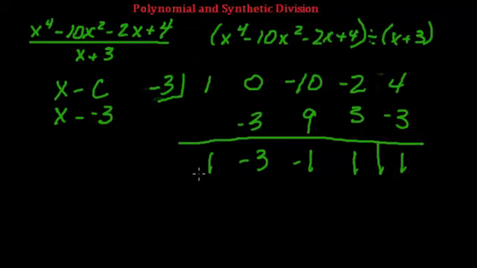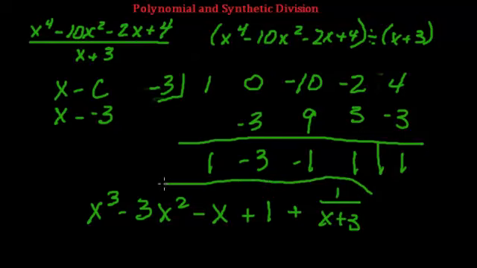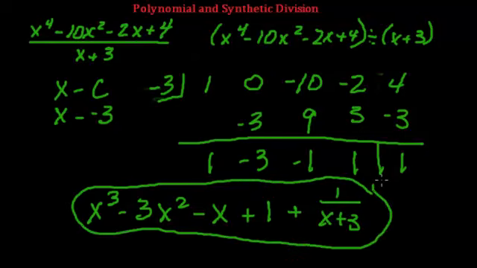Now your coefficients all drop by a power. So this is the power of my x cubed term. So x to the fourth minus 10x squared minus 2x plus 4 divided by x plus 3 is 1x cubed minus 3x squared minus 1x, or just minus x, plus 1, plus my remainder 1 over x plus 3. Very cute, very quick little technique when we are dividing. And you can use either method, and you still get the same answer.